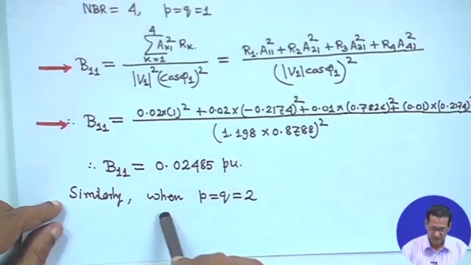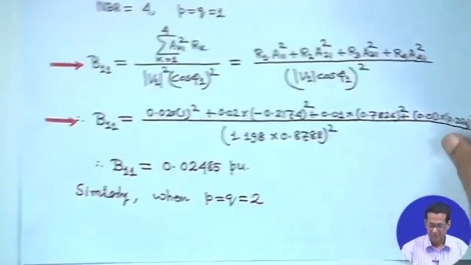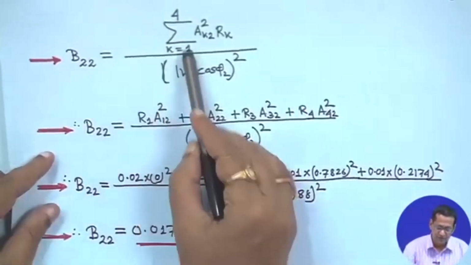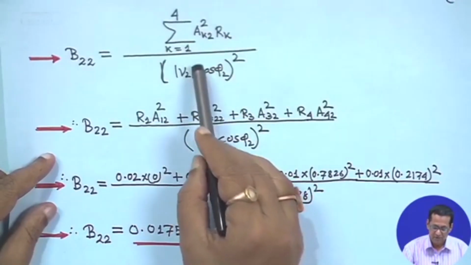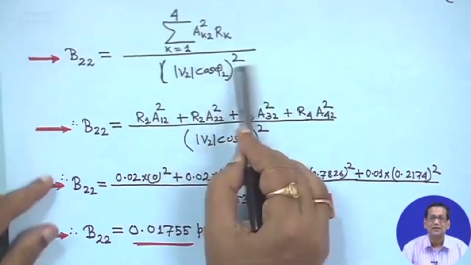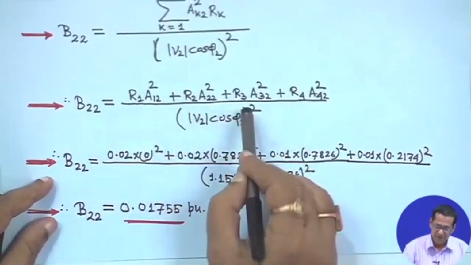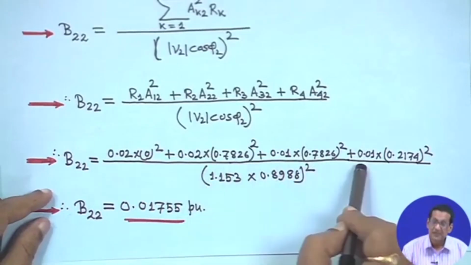You will get B11 equal to 0.02485 per unit. Similarly, when p equal to q equal to 2, you will get B22 is equal to sigma k equal to 1 to 4 of AK2 square RK divided by V2 square cos square phi 2, written as a whole square. So you expand this, all the values are known to you, you substitute all these values, all have been done.